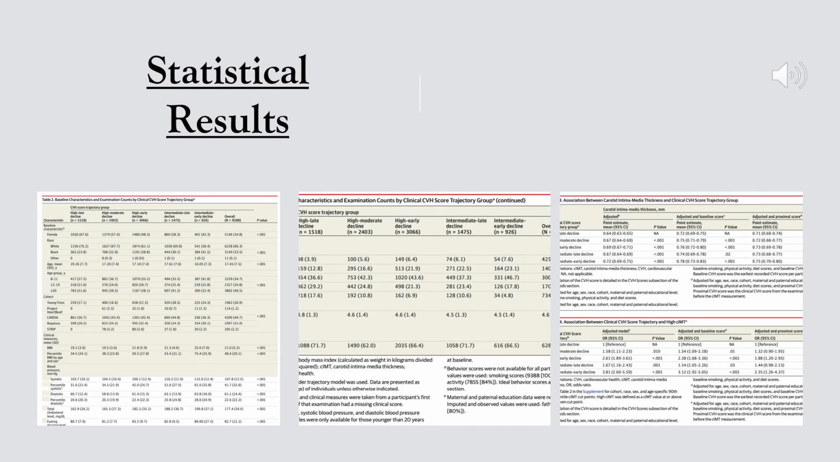In the middle, the chart focuses on the characteristics and examination counts by clinical cardiovascular health score trajectory, continued. And to the far right, the third chart focuses on the association between the carotid intima-media thickness and clinical cardiovascular health score trajectory group. It specifically states the moderate, early intermediate, late decline, intermediate, and early decline, and it goes into depth about the baseline scores and how well they did on the CIMT ultrasonography test.